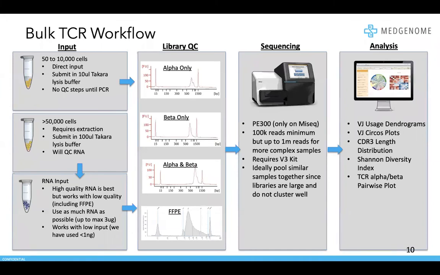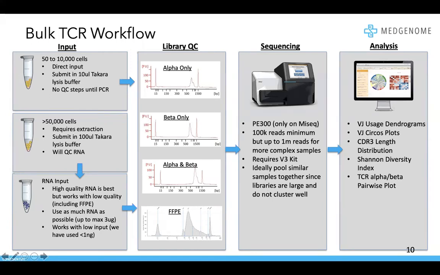To cover the workflow of the kits that we use in-house, this is just a general workflow for the bulk TCR kit, and I'll do the BCR one after this. They're very similar in most ways. A couple things to note though is that for the input for the TCR kit, you can either use cells as input or you can use RNA as input.